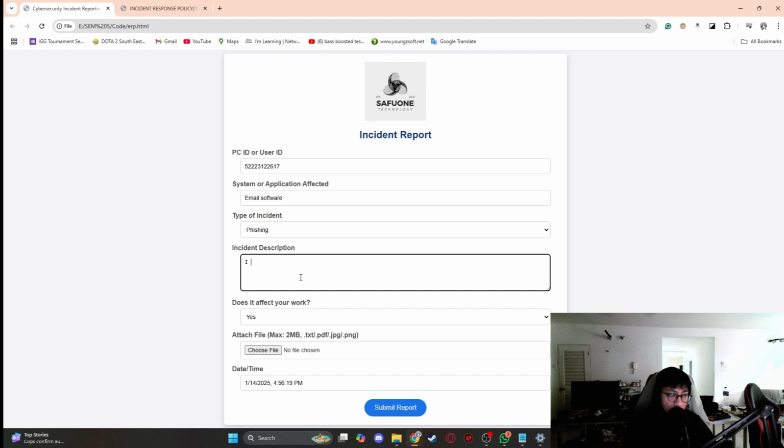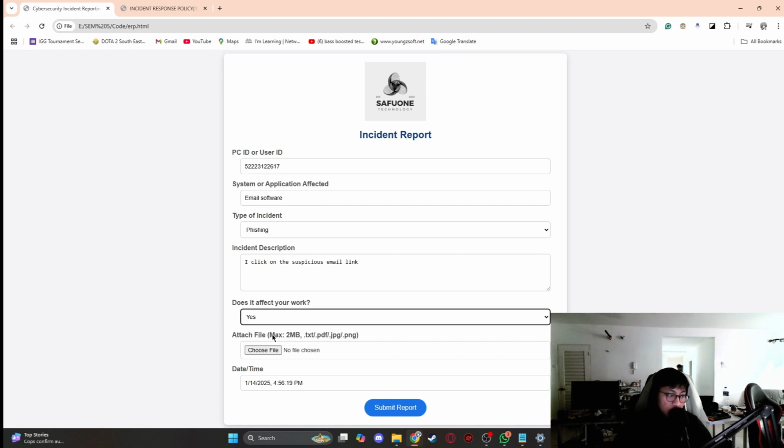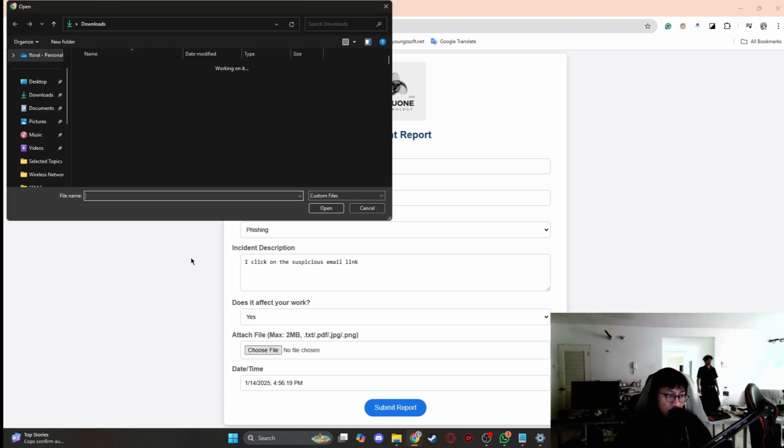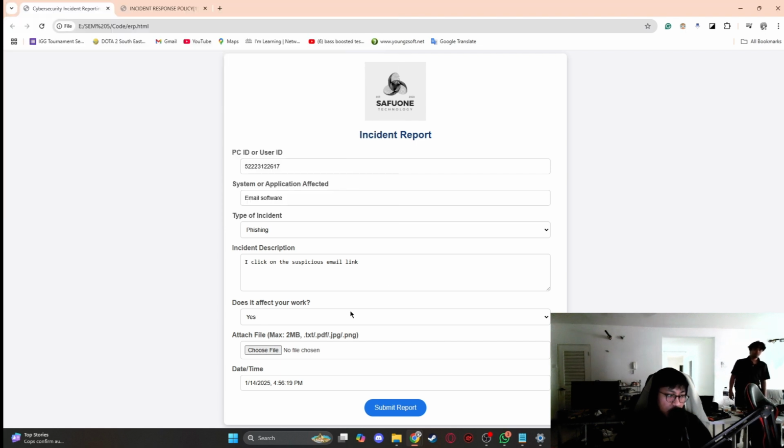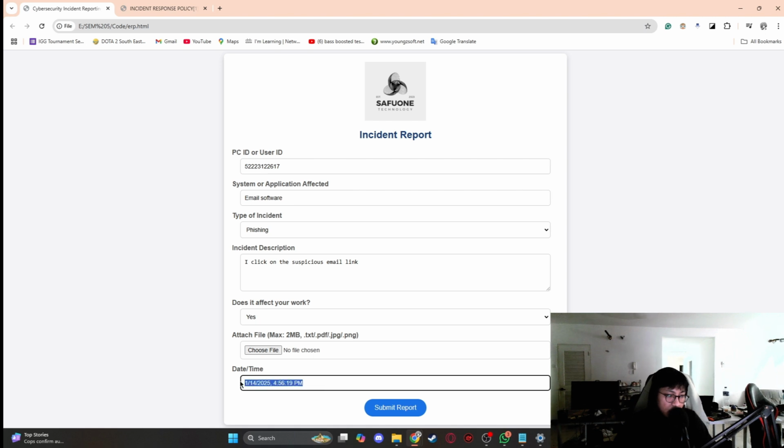So let's just say I click on the suspicious email link. Does it affect your work? Yes. And then we can attach a file. We can choose inside the computer. So it can be like a screenshot or anything. And it also gives a very specific date and time for the report.